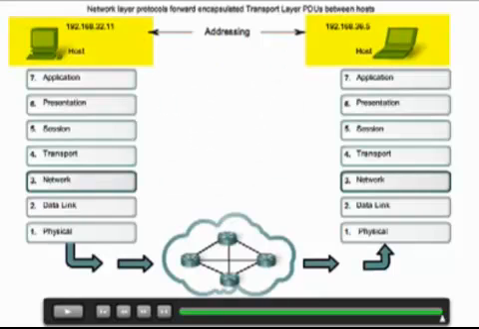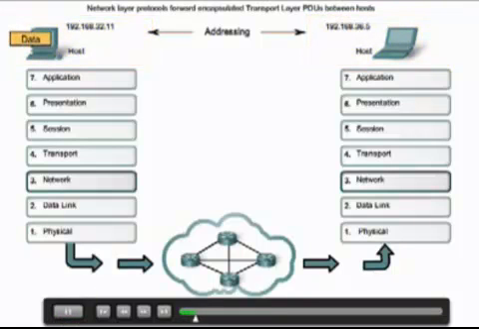Second, the network layer must provide encapsulation. During the encapsulation process, Layer 3 receives the data from the transport layer in a Layer 4 PDU and adds a Layer 3 header, or label, to create the Layer 3 PDU, which is called a packet.